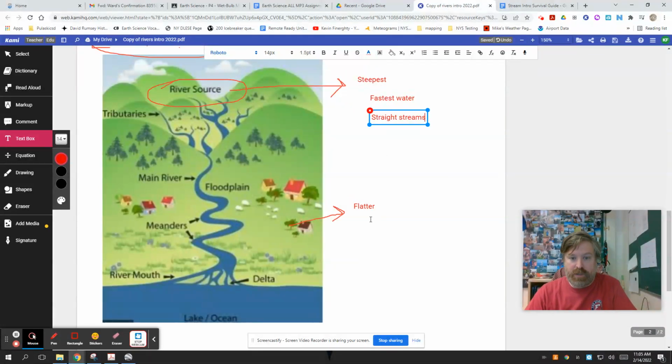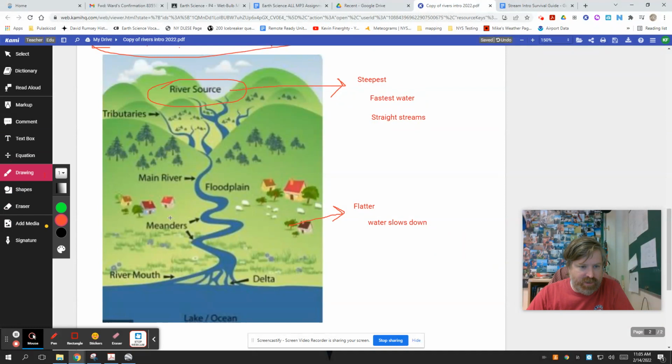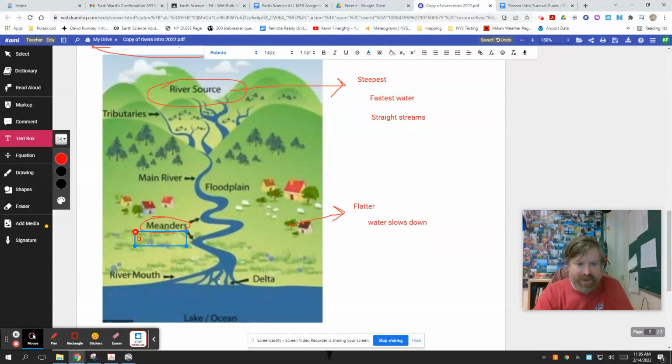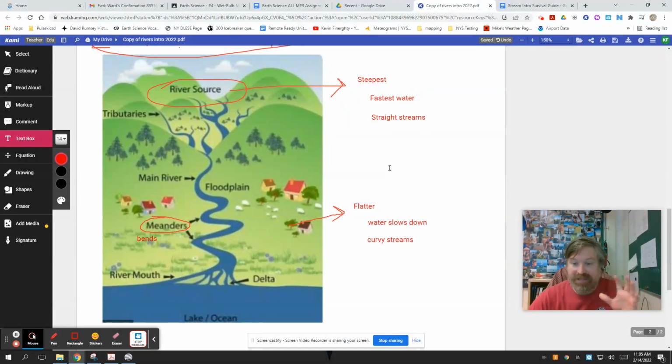Whereas when it's flatter, in general, water slows down. And also what happens, I'd like you to circle this. This word right here is a vocab word that's going to come up a lot. Meanders. It's a fancy way of saying bends in a stream, but it's definitely one that we're going to want to get. Meanders or bends in the stream. What happens is that you get curvy, meandering streams. Okay, that's your broad general pattern. Not a guarantee that everyone's like that, but many are.